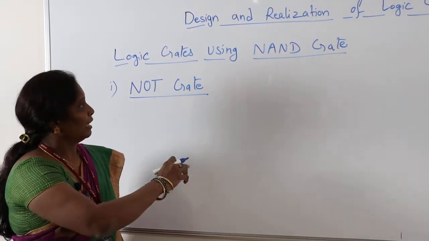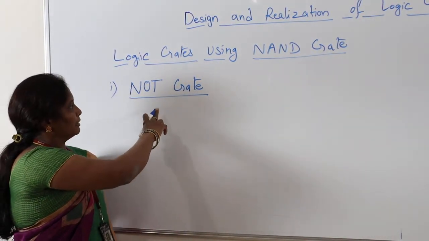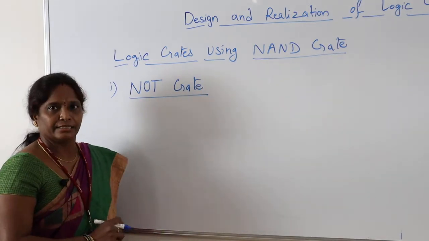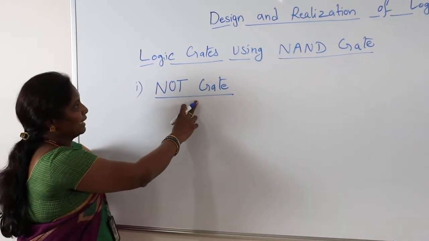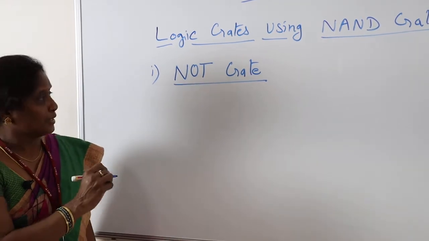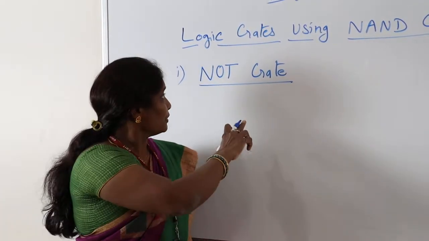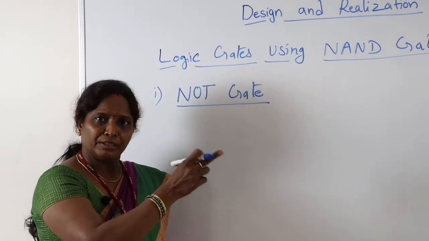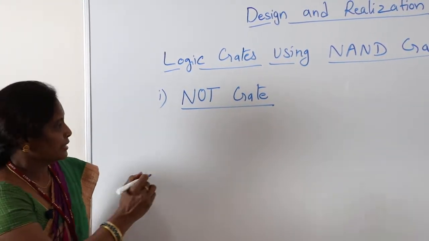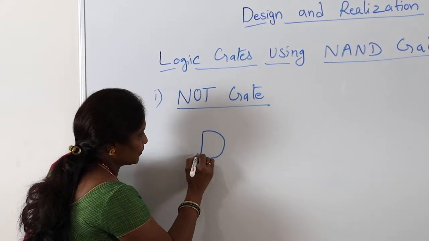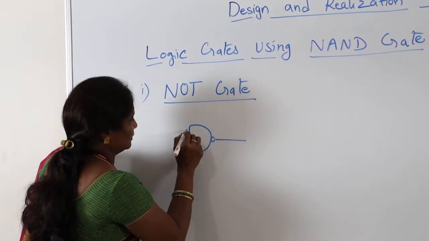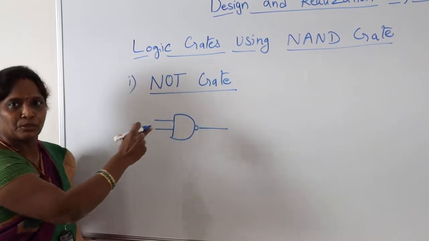Now we will see how to design basic gates using NAND gate. So first we will see NOT gate using NAND gate. In NOT gate, there is one input and one output, and the output of the NAND gate is the complement of the input. So here this is a NAND gate, and a NAND gate has two inputs.